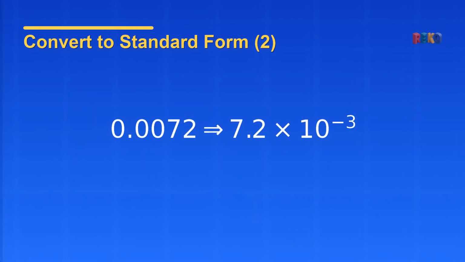0.0072 can be written as 7.2 times 10 to the power of negative 3. This time, we move the decimal point 3 places to the right to reach the first non-zero digit. Because we had to move it to the right, the exponent becomes negative, showing that the number is smaller than 1.